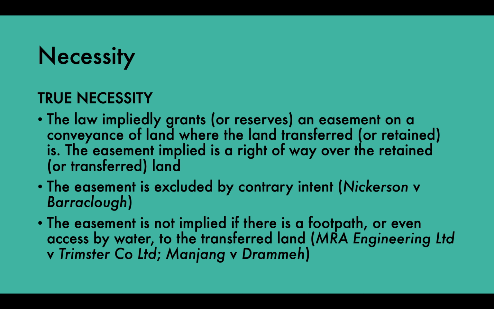The easement implied is a right of way over the retained or transferred land. And the easement is excluded by contrary intention as well. So that can be seen in Nickerson v Barraclough. So if it is clear from the transfer that they did not intend for there to be access to the land, then the law won't imply this easement.